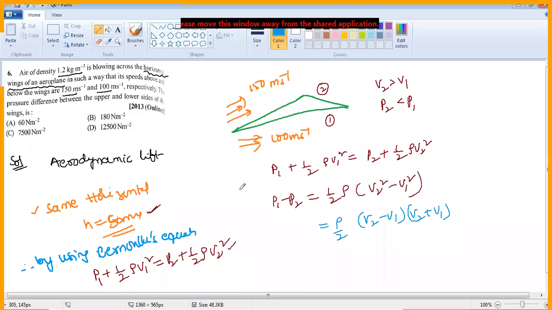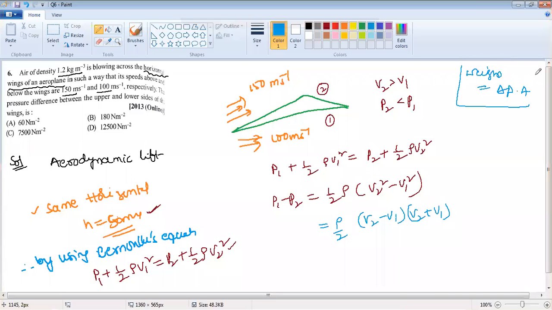Now, I discussed in the last class, this pressure difference into the area of the wings. The weight of the aeroplane should be taken as this pressure difference into the area of the wings. If the weight of the aeroplane is equal to this pressure difference into area, then it will be lifted off.